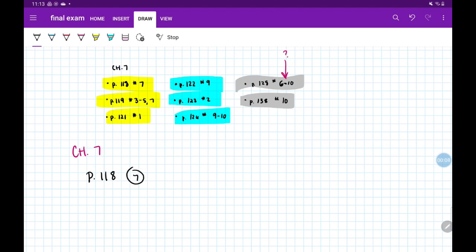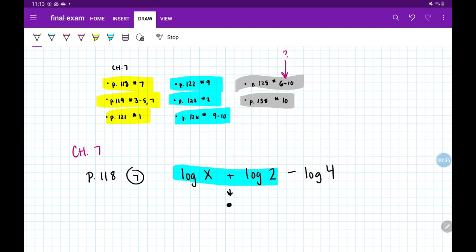Okay, page 118, number 7. Okay, properties of logarithms. Log x plus log 2 minus log 4. Here, this would be the product property.